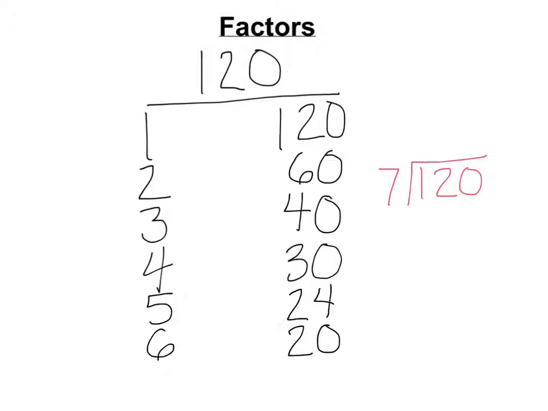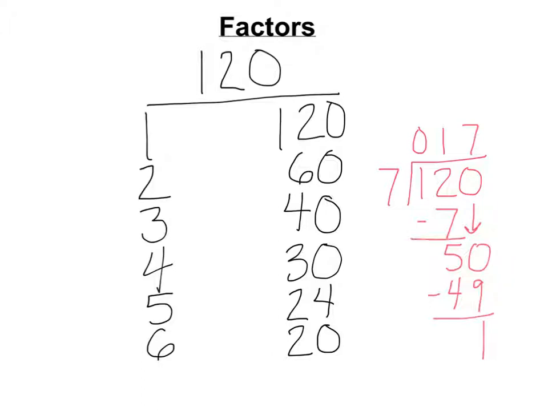Seven goes into 1 0 times. 7 goes into 12 once. 1 times 7 is 7. Subtract, we get 5. Bring down the 0. 7 goes into 50 7 times. 7 times 7 is 49. Subtract, we get 1. That 1 is a remainder. So 7 does not work.